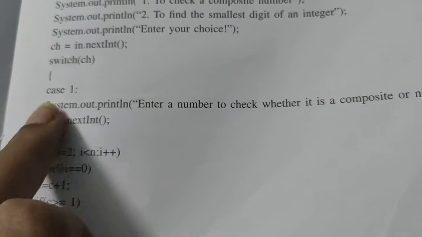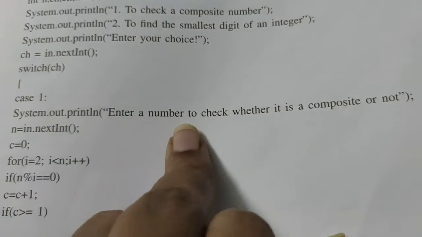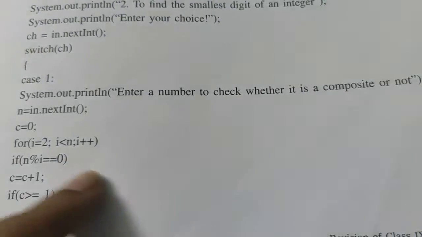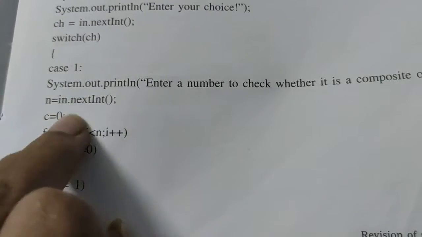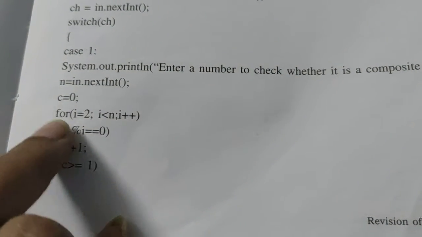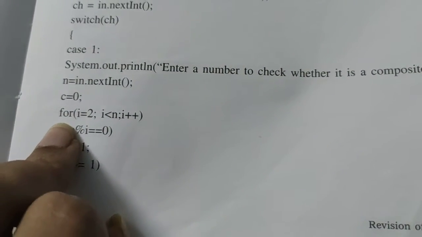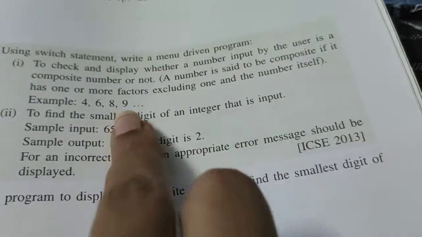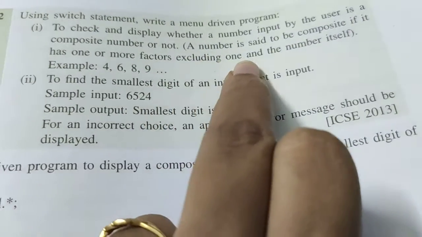So if your choice is 1, it will enter into case 1, and system.out.println they are asking to check whether the number is composite or not. So the user will enter a number and that number will be saved in n. So c is equal to 0 they have initialized. This serves as a flag. Okay, I'll say forward. For I is equal to 2. Why they have given 2 here is, see here, they have said a composite number means it has one or more factors excluding 1.